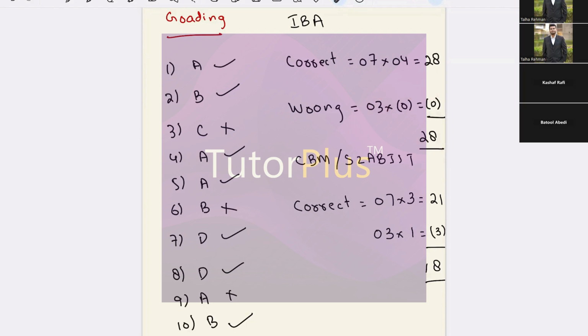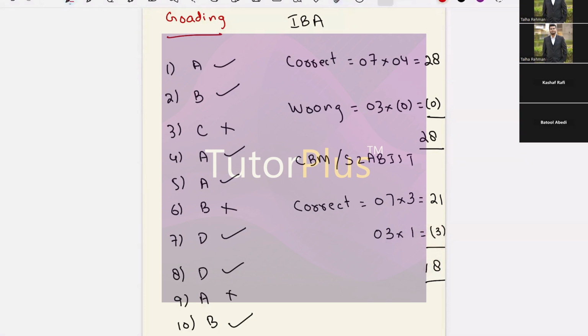In case you're taking this for CBM and ZEBIS as well, for every question that you get correct, you get 3 points. So you basically get 21. And there is negative marking in both the CBM and ZEBIS tests. So for every question that you get wrong, they deduct 1 mark. So 3 times 1 would be 3, and your net score in this case would be 18.